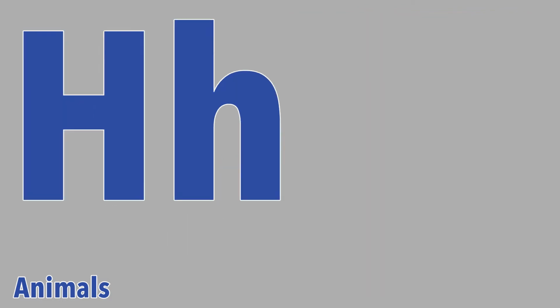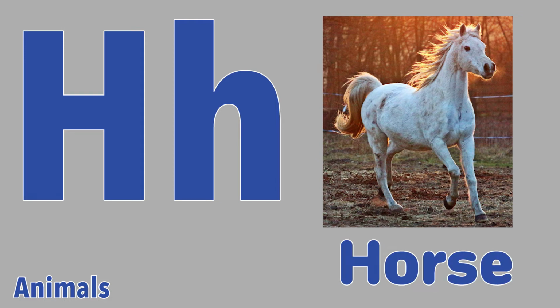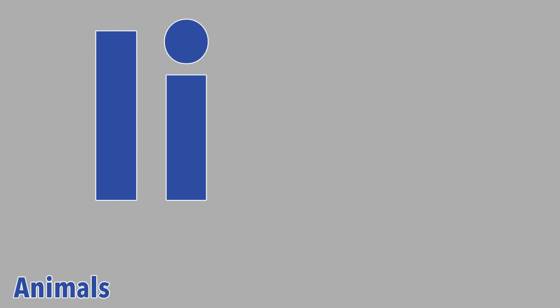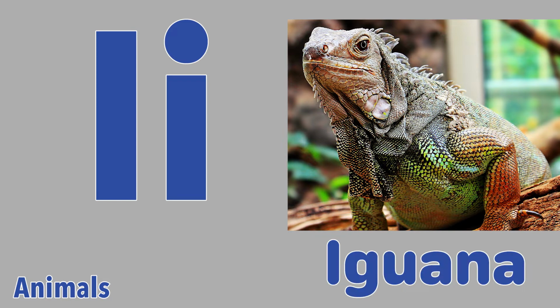What letter is this? This is the letter H. What animal is this? This is a horse. Horse begins with the letter H, horse. What letter is this? This letter can be confusing. This capital letter looks like a lowercase l, but this capital letter is the letter I, and this is the lowercase i. What is this animal called that begins with the letter I? This is an iguana. Yes, very good. Iguana begins with the letter I.